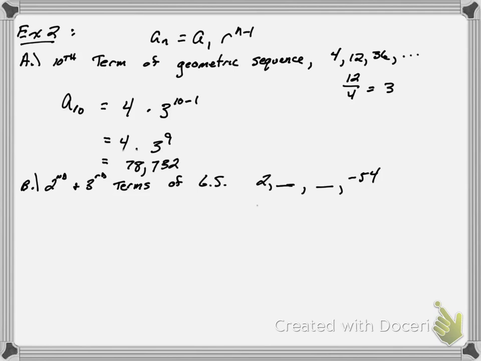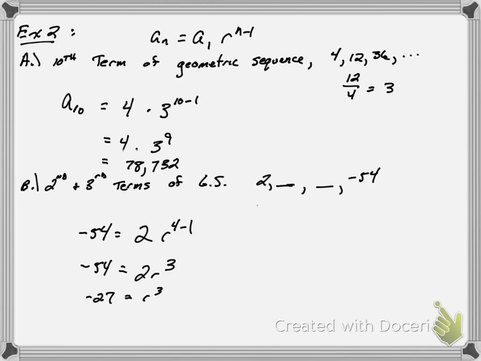How about the next example? They give me the second and third terms missing. That's what you're looking for. They give you the first term, they give you the fourth term. So in other words, a sub 4, which is negative 54, is going to equal my first term, which is 2, times r, which we don't know, to the 4 minus 1. So let's solve for r. Negative 54 equals 2r cubed. How do I solve? Well, I'm going to divide by 2. That gives me r cubed equals negative 27.